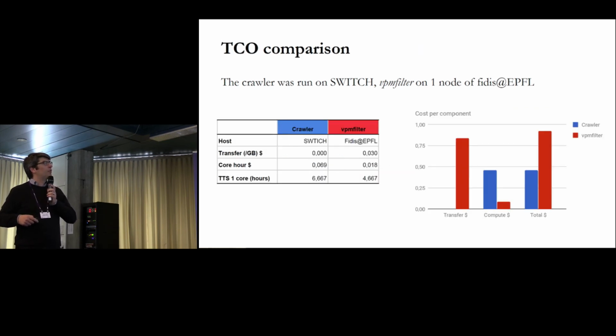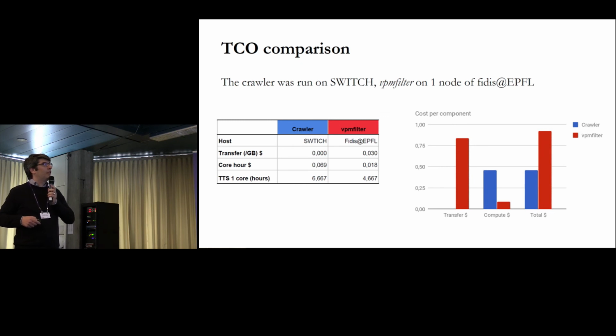But the compute at EPFL, once you have the data close to you, is obviously much cheaper than the cores at Switch. And you see that typically you have a factor of 2 in that case, between the VPM filter in red and the crawler in blue, noting that most of the price for the VPM filter was linked to the download of the data itself.